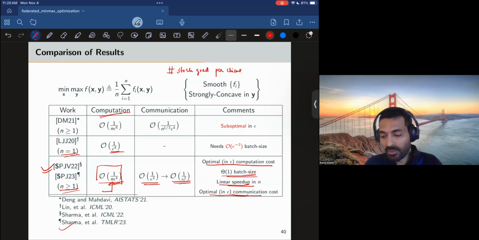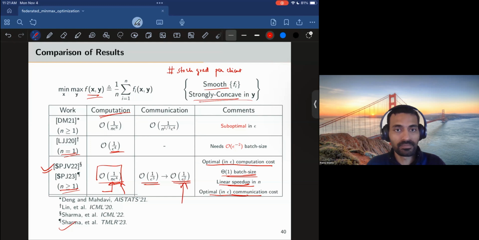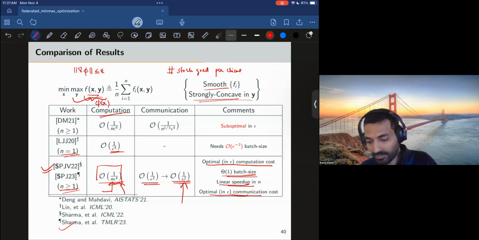So for this class of problems, where our local functions are smooth and the global function is strongly concave in y, this is the best computation cost and this is the best communication cost to achieve a stationary point. So we are interested in a point where phi of x is almost stationary.